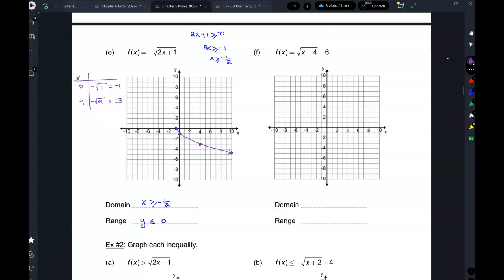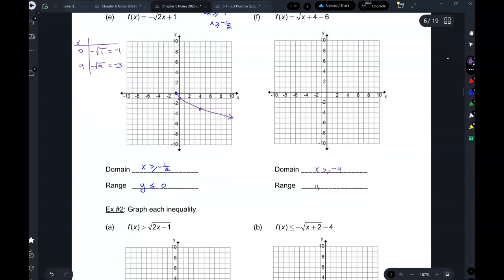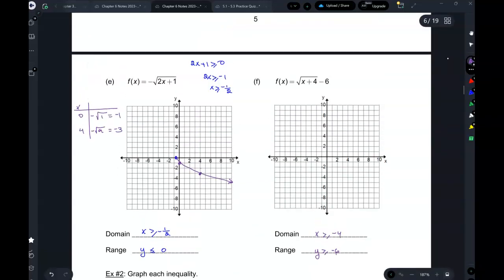Okay. So if you're walking down the street and you just happen to see that equation on a billboard, just by looking at it, you should be able to figure out what the domain and range are. Okay? So, what is the domain? Greater than or equal to negative 4. And the range? Yep. Okay. Now, where is the end point for this?